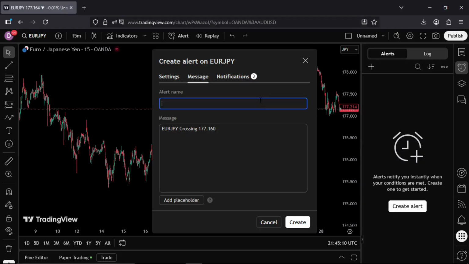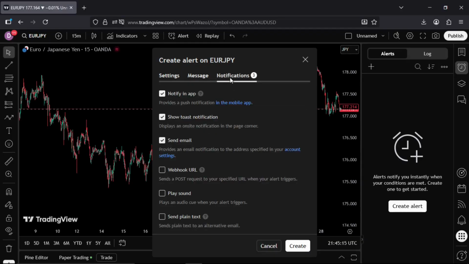The next one, one of the most important tabs, is this right here. As you can see, the first option says notify in app. TradingView has a mobile app. You can go ahead and download the mobile app on your phone.